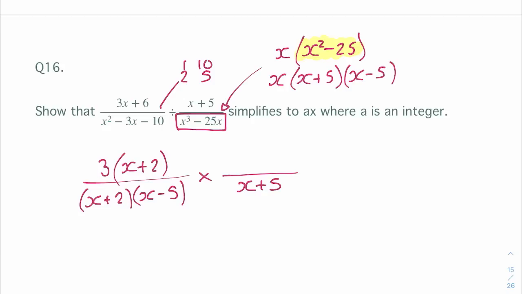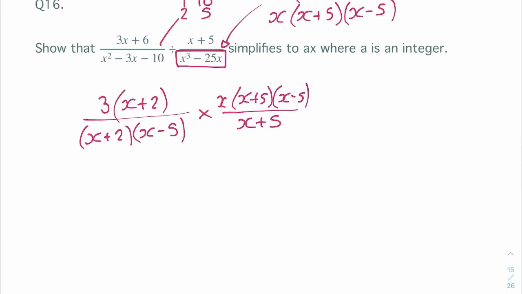So we actually end up with 3 things. If we put that onto the top of our fraction, x, brackets x plus 5, and then x minus 5. Okay, so now we just want to see if we can cancel anything. As we are multiplying, we can also cross cancel. So I can cancel from the top and the bottom here, x plus 2 and x plus 2. I can cancel top and bottom here, x plus 5 and x plus 5.